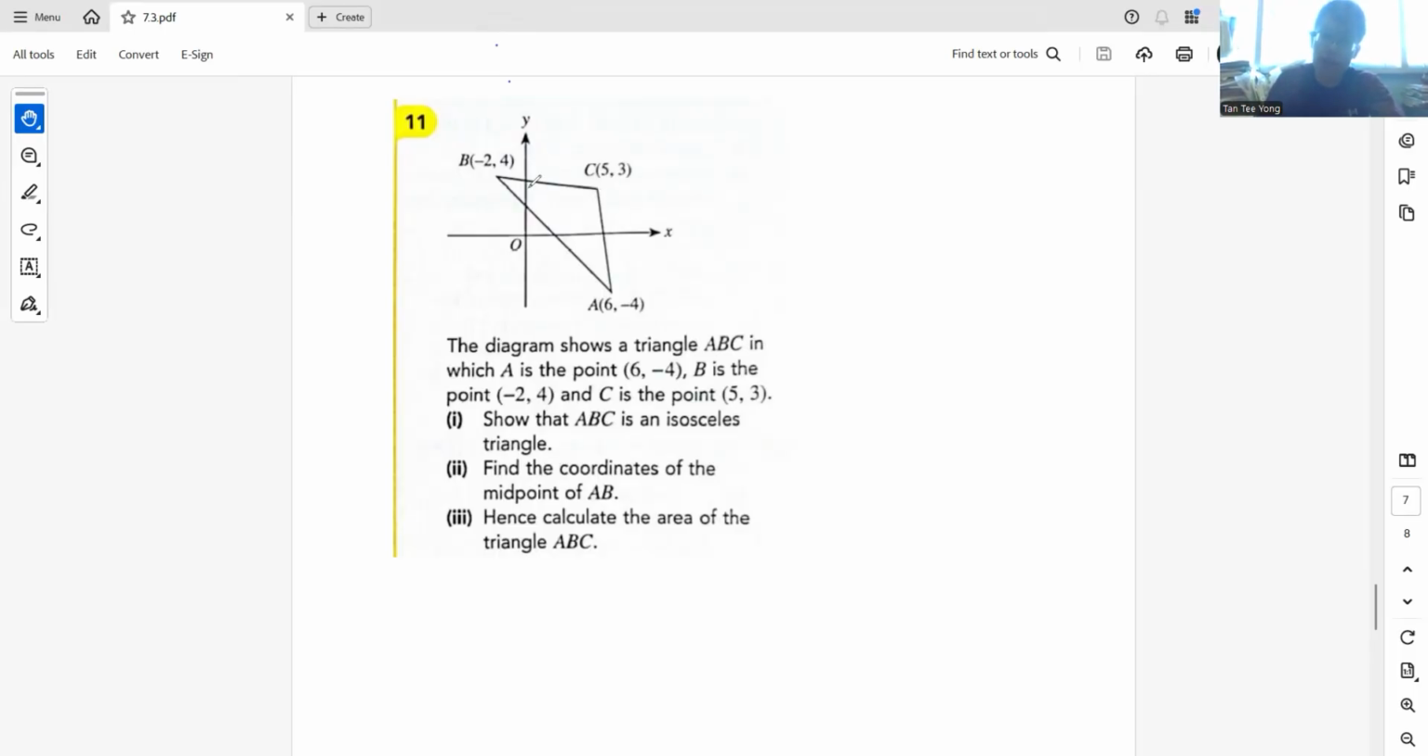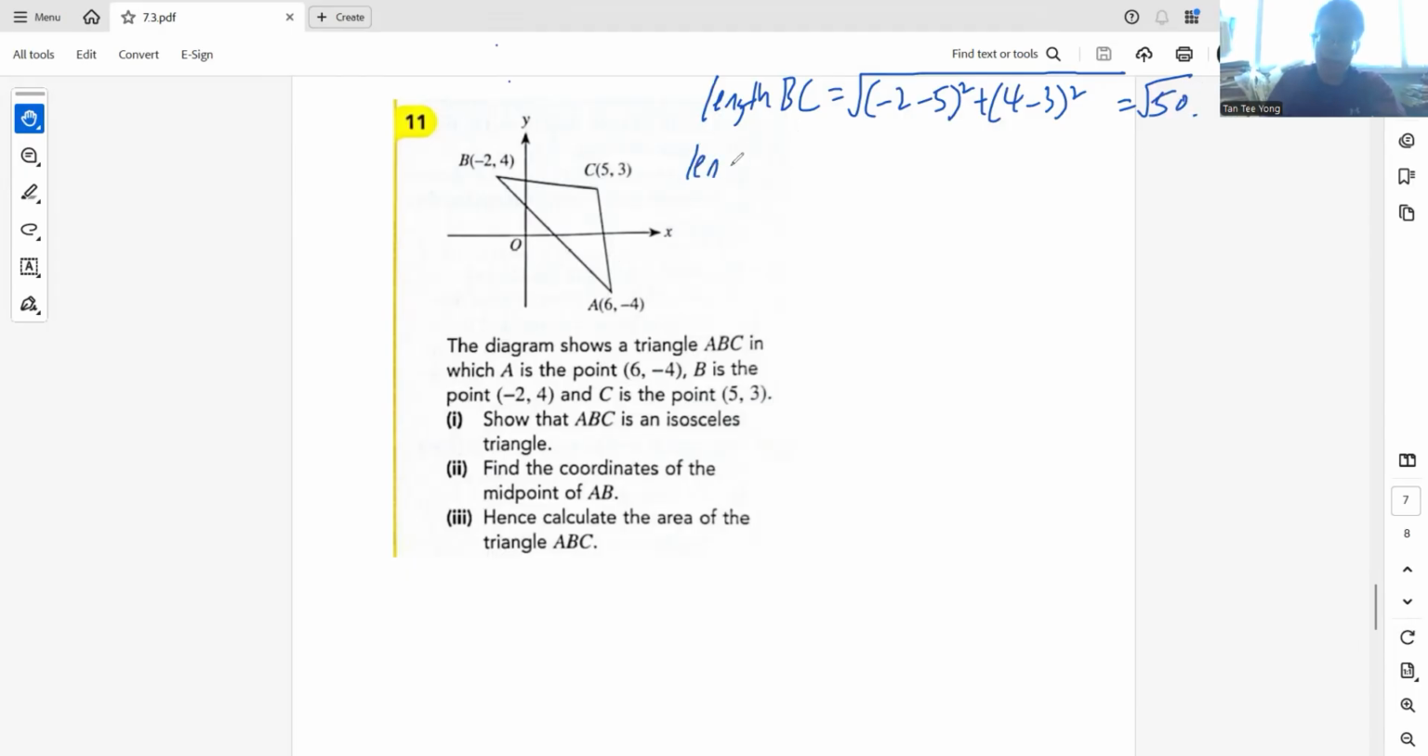So let's find out the length of BC and the length of AC to show that they are the same. Because the moment they are the same, it means it is an isosceles triangle, right? So let's find the length of BC. Length BC is equal to the square root of (-2 minus 5) squared plus (4 minus 3) squared, which gives me square root 50.